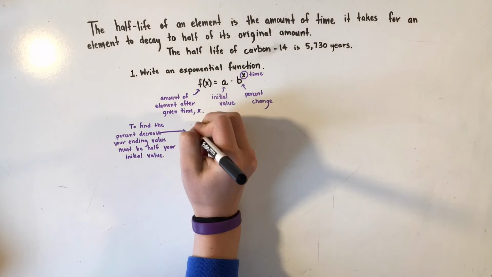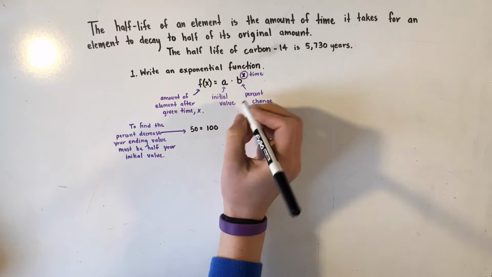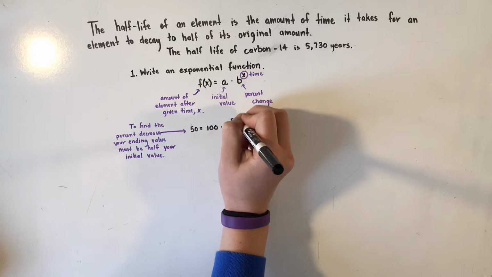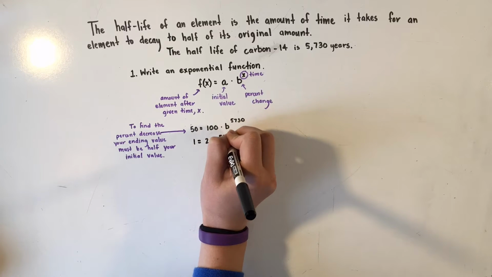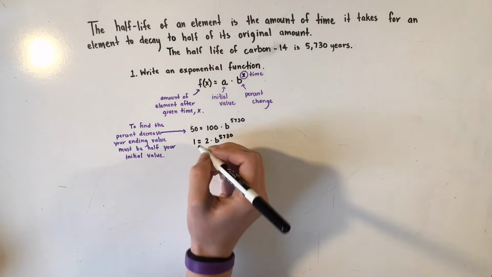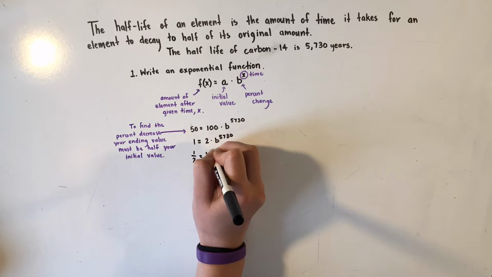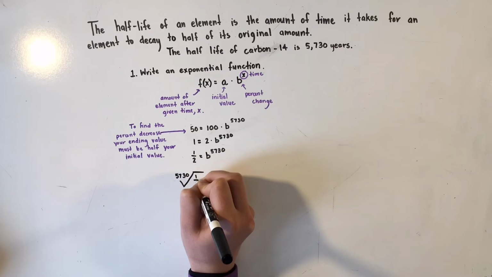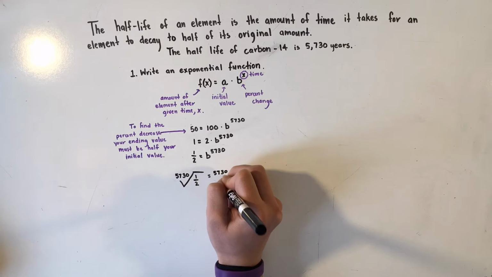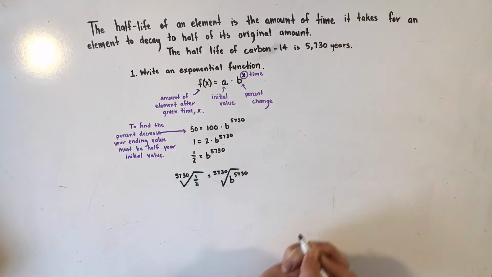It does not matter what two values you pick as long as your ending amount is half of your initial amount. It will always simplify to 1/2 equals your decay rate raised to a number of years. To find our rate of decay, we simply need to take the 5,730th root of each side. Try this on your own on your calculator now. You should get the following number.